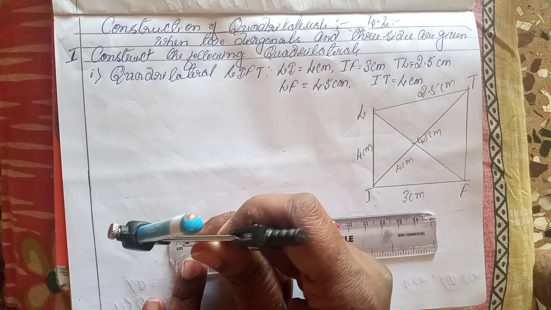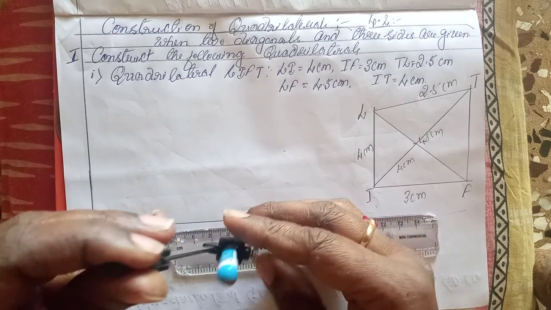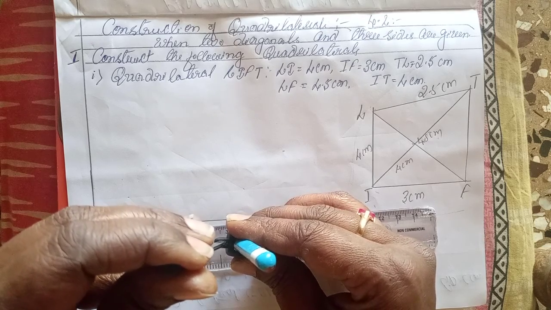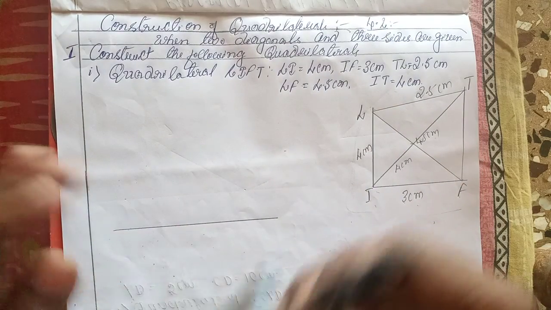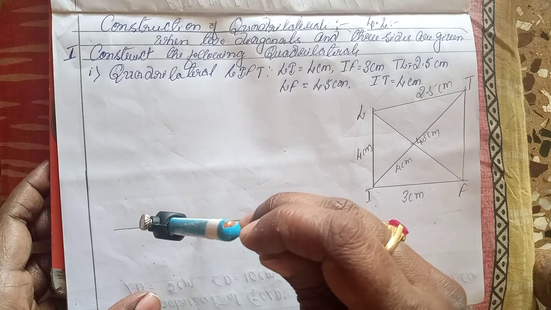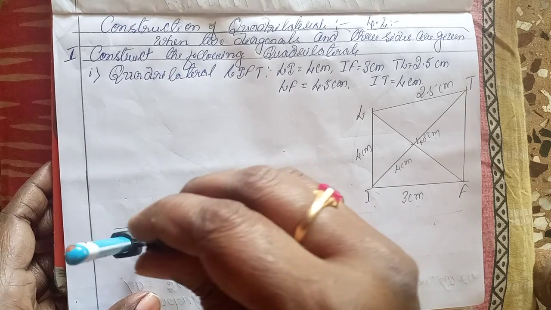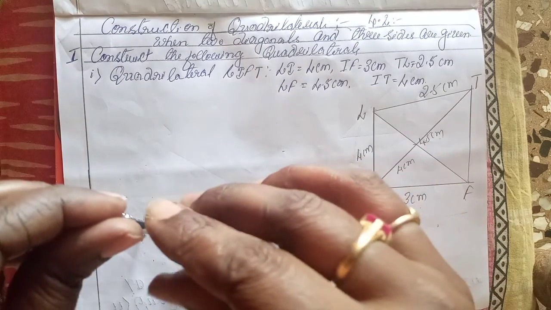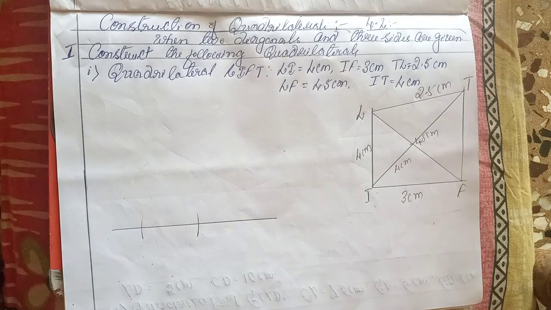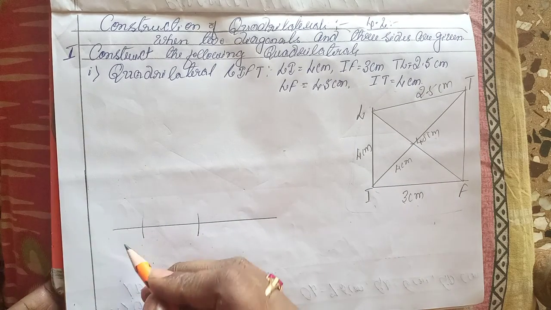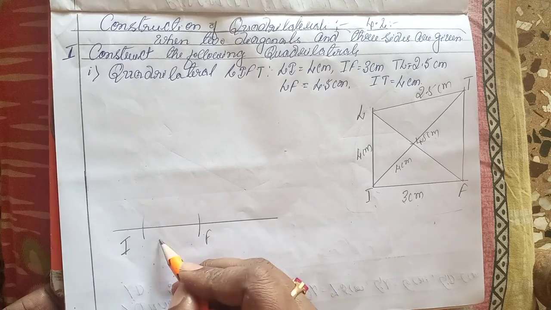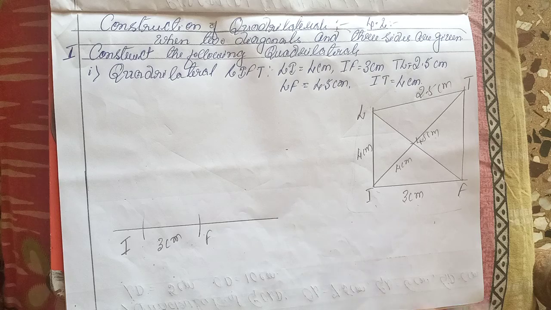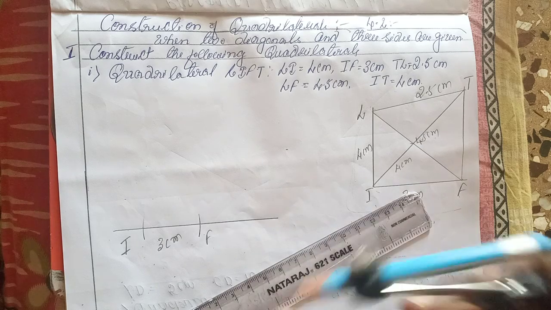Take exactly the measurement of 3 centimeter with the help of the compass. As students, you do along with me. If you do like this, it's very easy. Constructing will become very easy. Even I will take the time, that much only you can take the time. IF is equal to how much? 3 centimeter. And then IL. IL is equal to 4 centimeter.